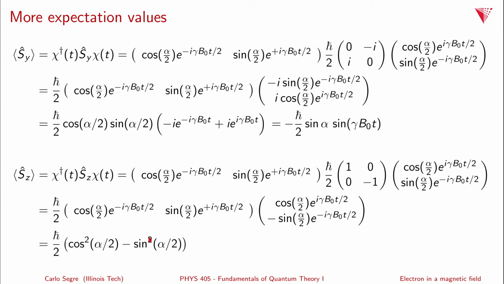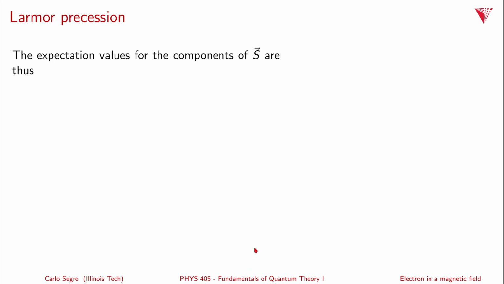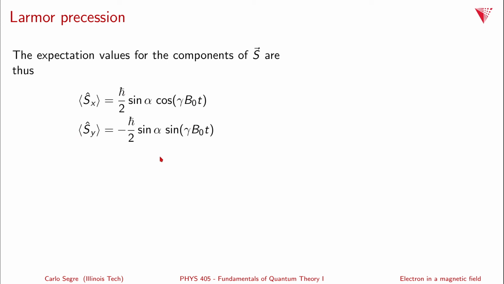And so we get cosine squared of alpha over 2 minus sine squared of alpha over 2, all times h bar over 2. But this again can be rewritten as cosine alpha. So we finally get, for the s sub z expectation value, h bar over 2 times the cosine of alpha. Therefore, the three components that we've calculated are: for sx, h bar over 2 sine alpha cosine of gamma b sub 0 t. For sy, we have minus h bar over 2 sine alpha sine of gamma b sub 0 t. And for s sub z, we have h bar over 2 cosine of alpha.